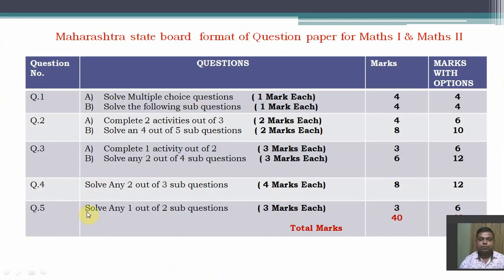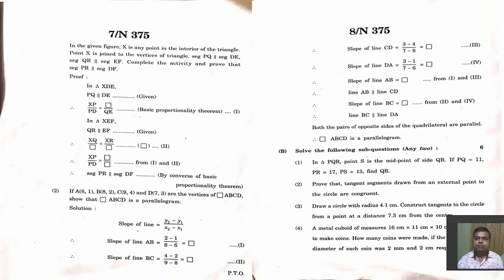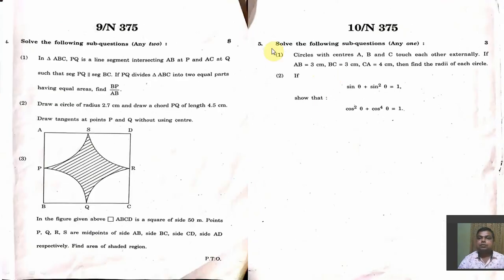Question number 5. Solve any one out of 2 sub questions. 1 question will carry 3 marks and you have to attempt only 1 question. See here, question number 5. Solve the following sub questions. Any one you have to attempt. 2 questions are given. If you solve 1 question correctly, you will score 3 marks. You have to attempt any 1 of the 2 questions correctly.